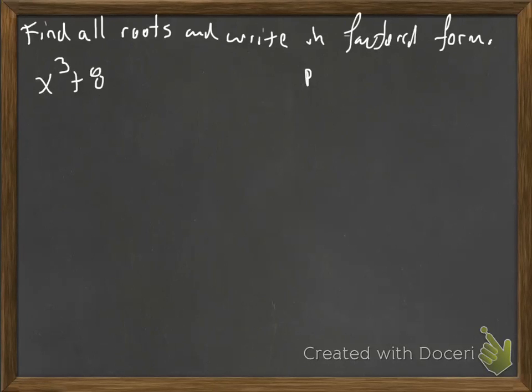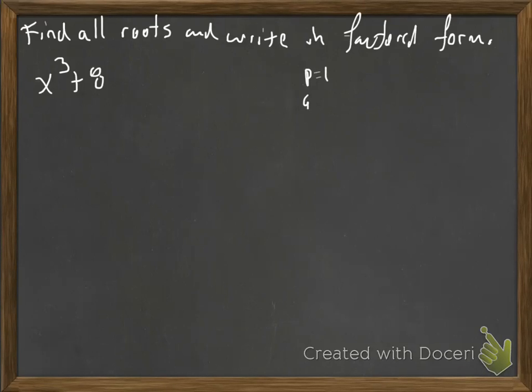All right, this is the last example we were going to do in class, but we kind of ran out of time. Find all the roots and write the polynomial x cubed plus 8 in factored form. Remember, this is a sum of perfect cubes, so we could factor it that way. If you didn't remember that, then you can do the rational roots test.